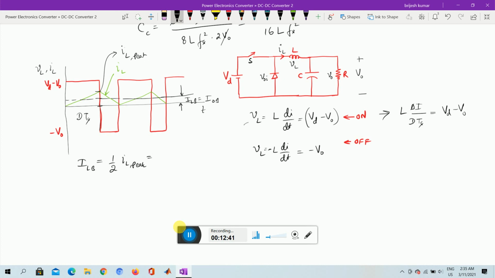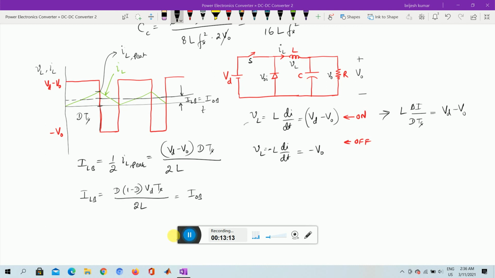So we can get the value of del IL here, because ILB is equal to half of IL peak, and this IL peak is nothing but del IL. So we can substitute here, this half will remain, del IL is equal to Vd minus V0 times dTs divided by 2L. This is the value of ILB.